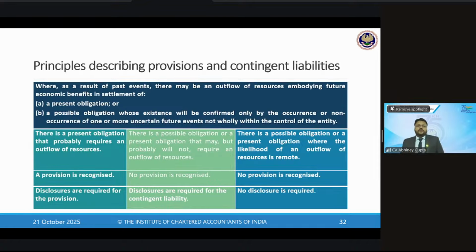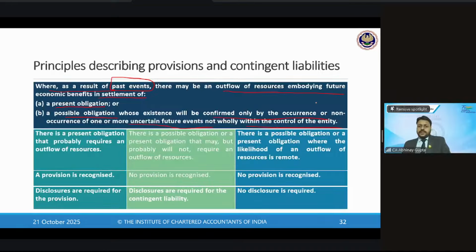Okay. So what are the principles describing the provisions and contingent liabilities which we have understood, right? Let's try to have a snapshot of that for our clear understanding. Where as a result of the past event, certainly past event is crucial in both the cases, be it provision or be it contingent liability, there may be an outflow of resources embodying future economic benefits in the settlement of a present obligation or a possible obligation whose existence will be confirmed only by the occurrence or non-occurrence of one or more uncertain future events which are not wholly within the control of the entity, right?